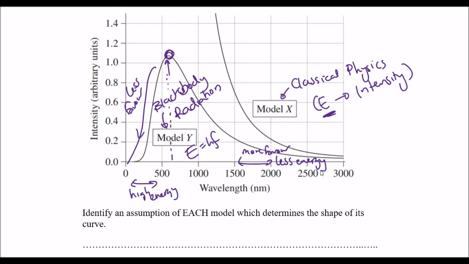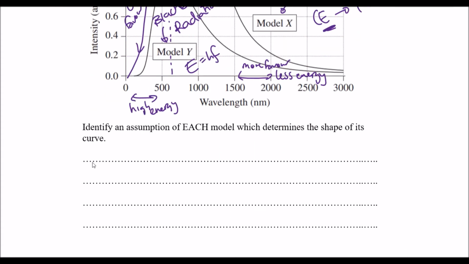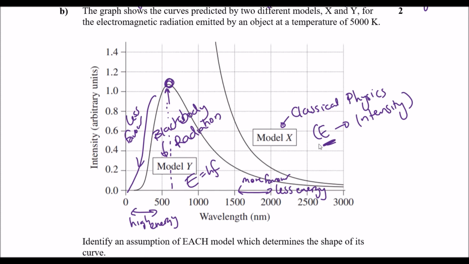Okay, so identify the assumption of each model which determines the shape. Let's write them down. Okay, so let's go through model X. Now what this is representing, if we can say that energy is related to intensity, we're saying that when energy is absorbed or emitted, the energy is continuous, so it will continuously grow to an infinite amount. Whilst this one here, we represent that energy absorbed or emitted is quantized. It's capped at a particular level.